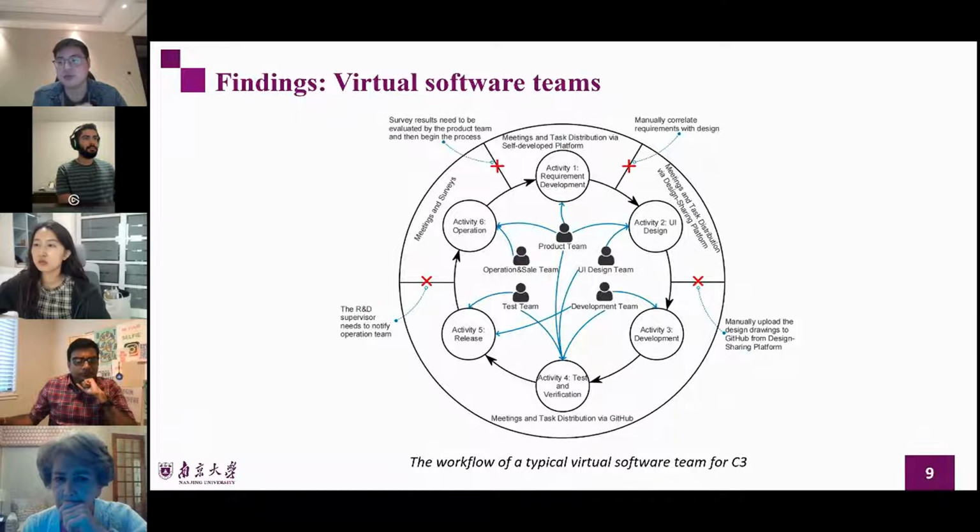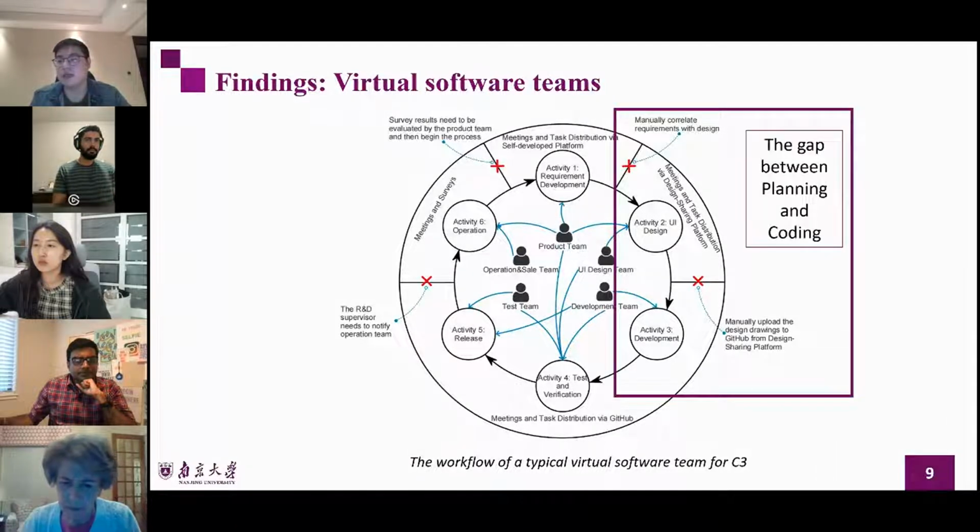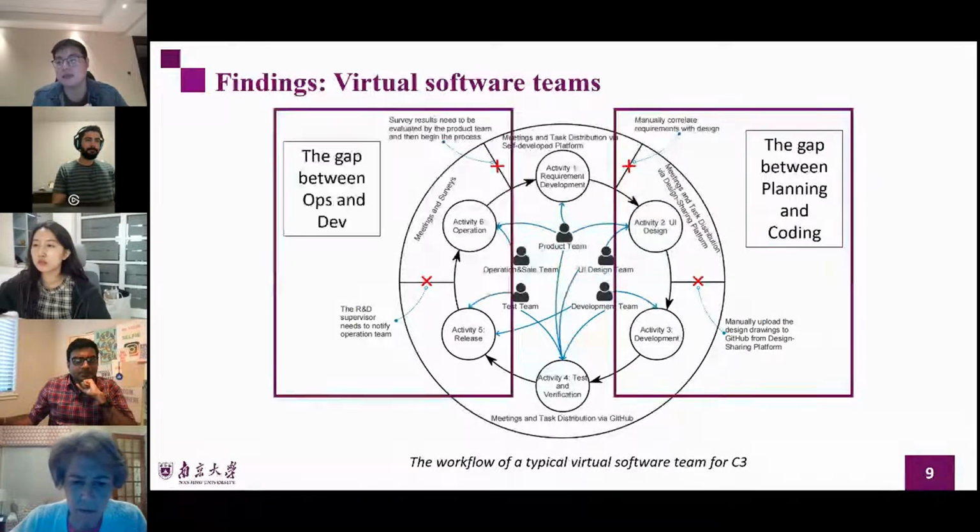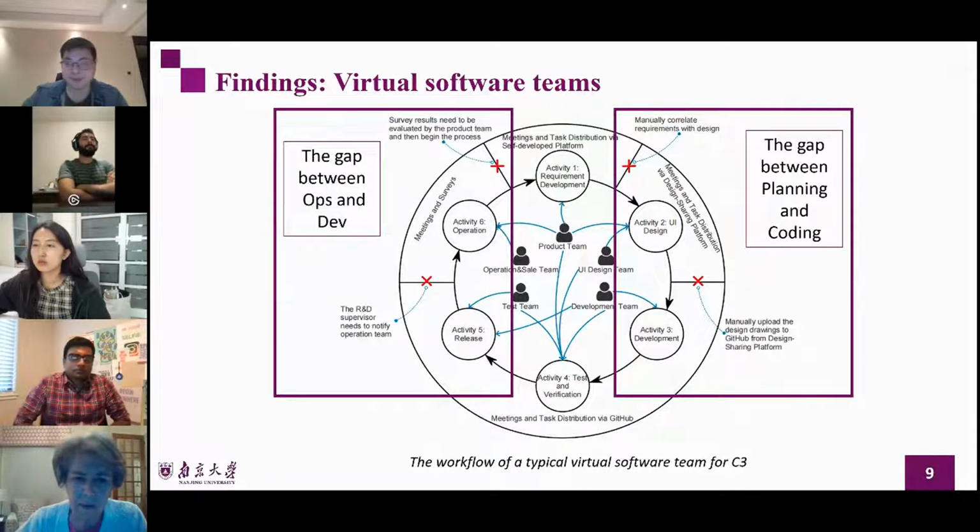This picture shows the workflow of a typical virtual software team for company 3. Each microservice is maintained by the virtual team composed of the engineers who may take on tasks in different development teams from 5 teams, which also achieves the combination of development and operations.